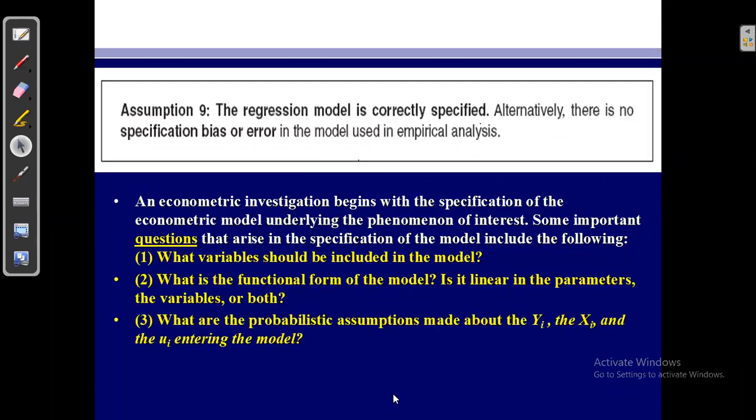Assumption number 9: the regression model should be correctly specified. Alternatively, there should be no specification bias or error in the model used in the analysis.